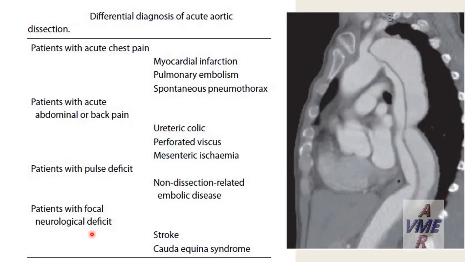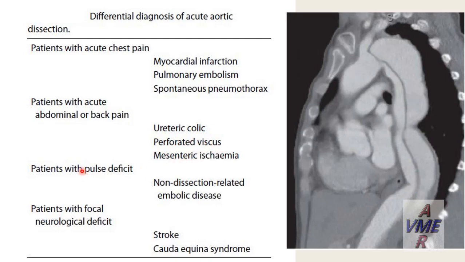So, what is the differential diagnosis for acute aortic dissection? A patient presenting with acute chest pain may have acute type B or type A aortic dissection, but also it may be MI, pulmonary embolism, or spontaneous pneumothorax. A patient presenting with acute abdominal or back pain may have acute aortic dissection. It may also be ureteric colic, perforated viscus, or mesenteric ischemia.